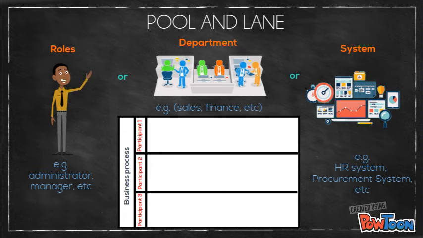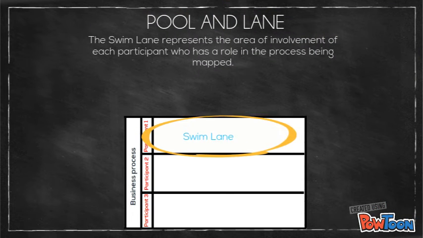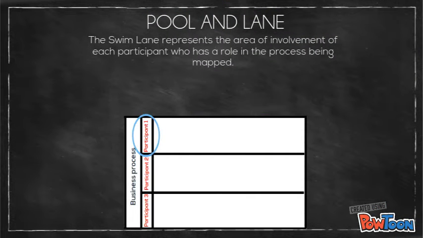Each business participant in a process is represented by one swim lane. The swim lane represents the area of involvement of each participant who has a role in the process being mapped. The pool captures all the business participants in the process.